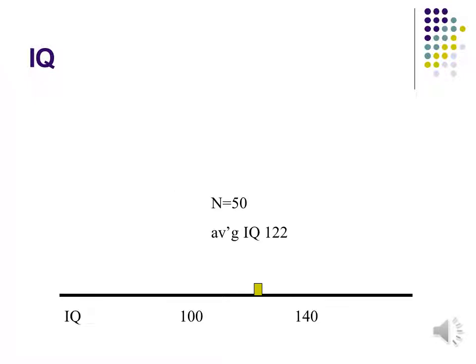So here on the bottom is IQ. N is 50, that's our sample size. We get an average IQ of 122. We know that the average IQ by design is 100 overall. However, we really don't know if an IQ of 122 is higher than average. That is, do Wisconsin residents, on average, have a higher IQ than the U.S. as a whole? And based on this sample, we need to figure out if that's true.